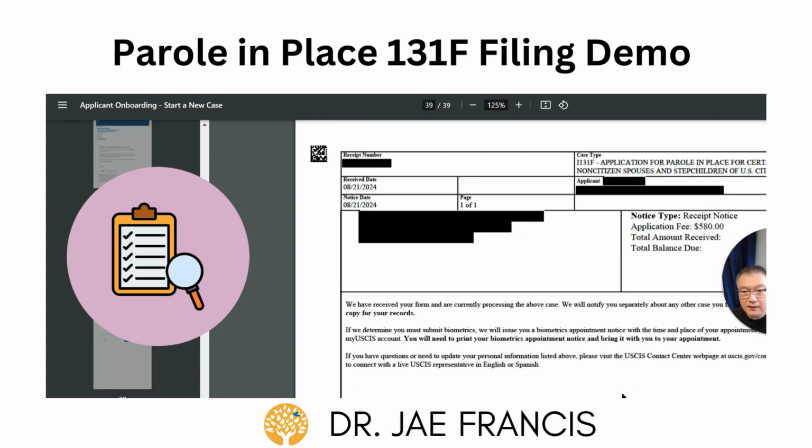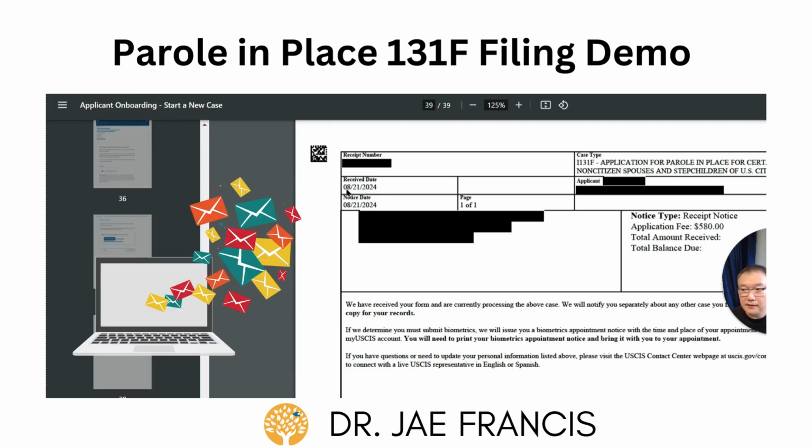Now, this is a copy of the electronic receipt notice. It says that they received $580, and shows the date of submission. You'll get this electronic notice in your My USCIS account. When USCIS approves your case, you'll get an electronic notice as well.